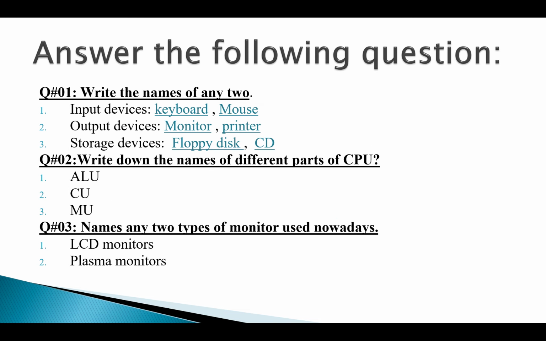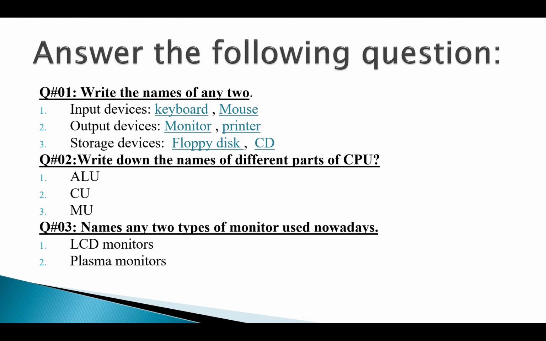Well, students, move to next. Next one is answer the following questions. Question number 1 is write the names of any two input, output and storage devices. Which are the input devices? First one is keyboard and second one is mouse. Output devices: monitor and printer. And which are the storage devices? Floppy disk and CD.